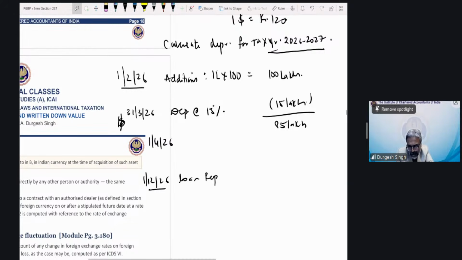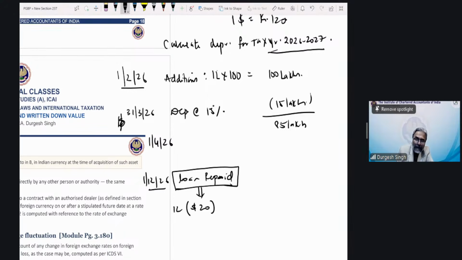Once you repay the loan, students, in that particular context, what exactly were you going to say? Indeed, once the loan has been repaid, tell me the exchange fluctuation. So 1 lakh dollar you have paid. What is the extra dollar that you have to pay over and above 100? That is dollar 20. Extra dollar that you have to pay over and above 100 is 20. So now how much would be capitalized? 20 lakhs would be capitalized.